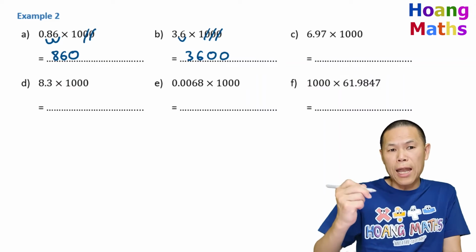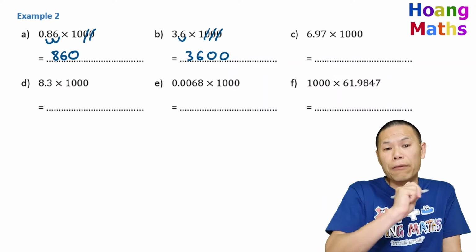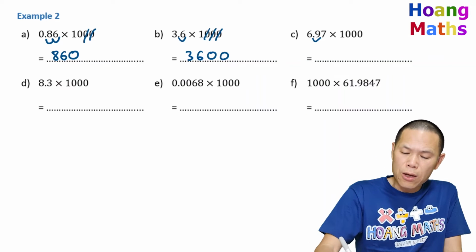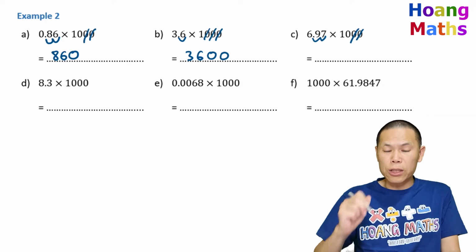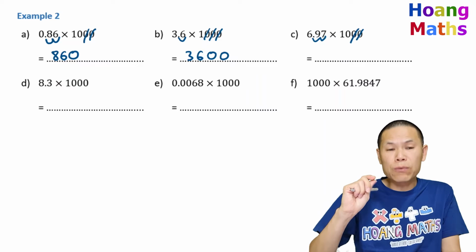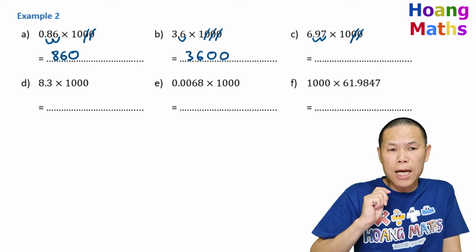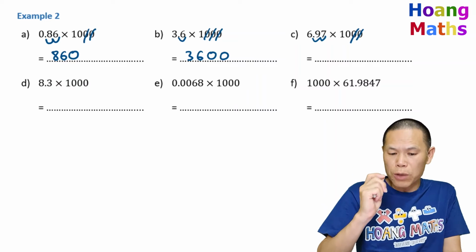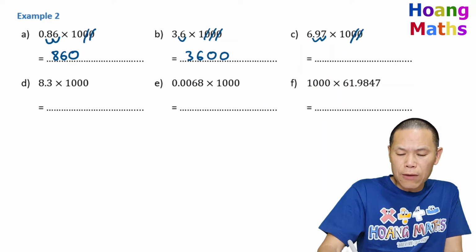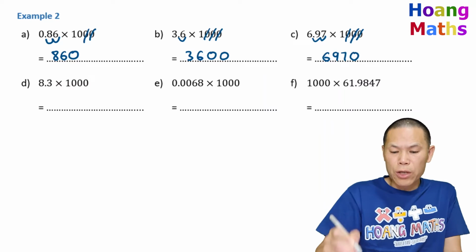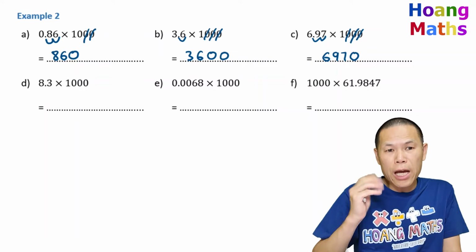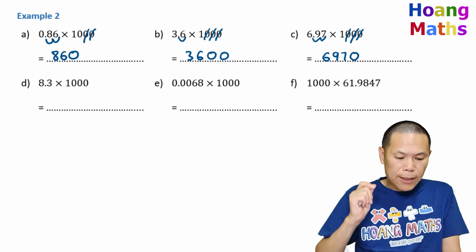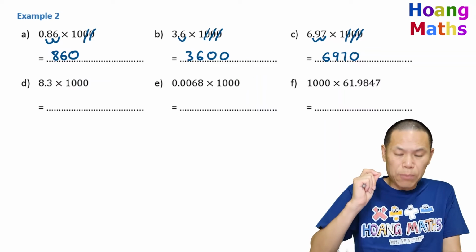Part C. 6.97, we times 1,000. Again, the number should get larger, so we move to the right. We move 1, we cancel this, and this decimal point moves 1 more time. So there you go, decimal point right at the back of 7. So this becomes 697 times 10. We just write 697 first, and then we have 1 zero here, which we write down. So that becomes 6,970.